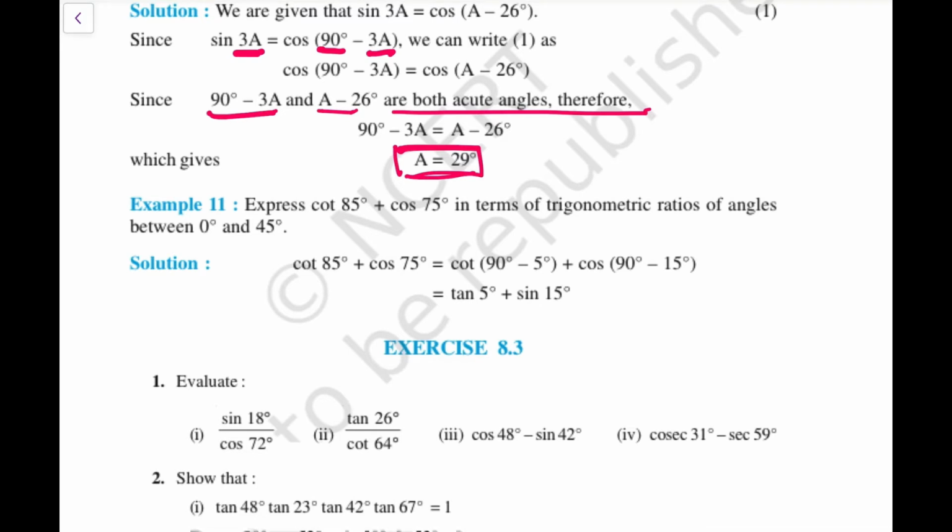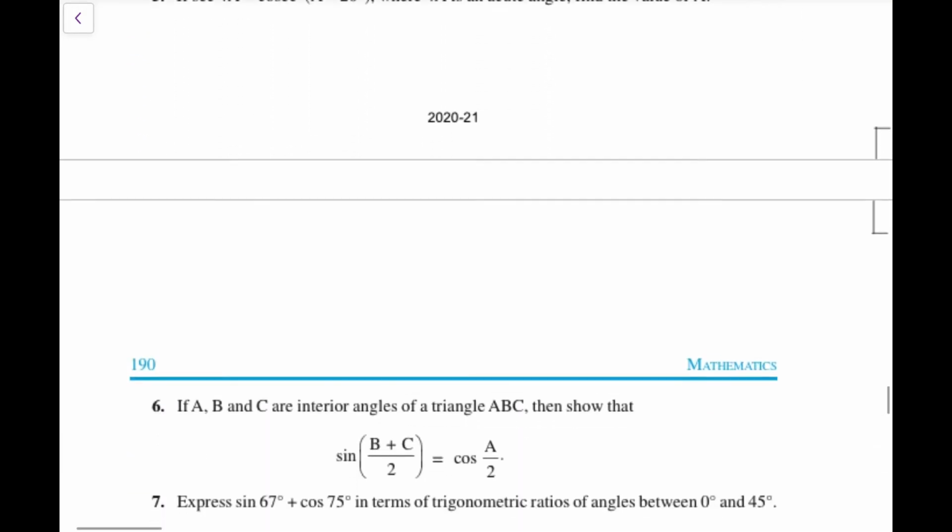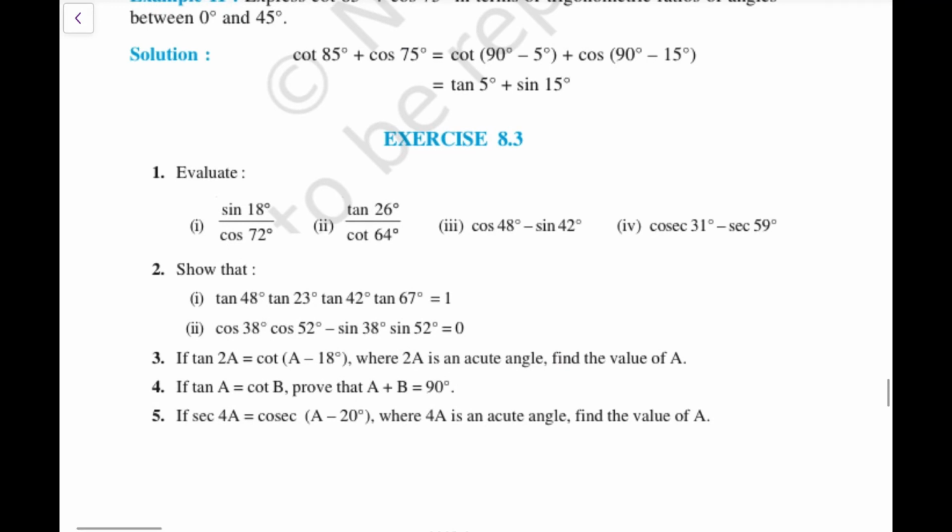So, aren't they very simple? Now let us solve the exercise. Exercise 8.3.